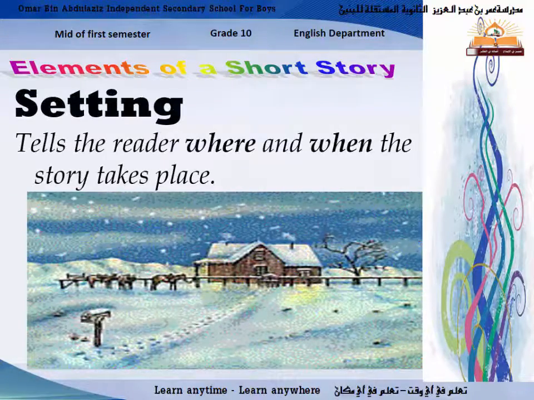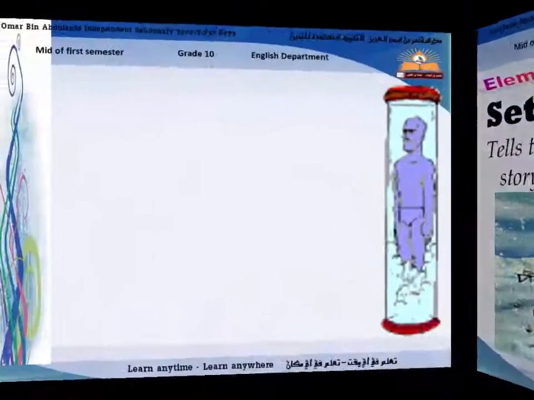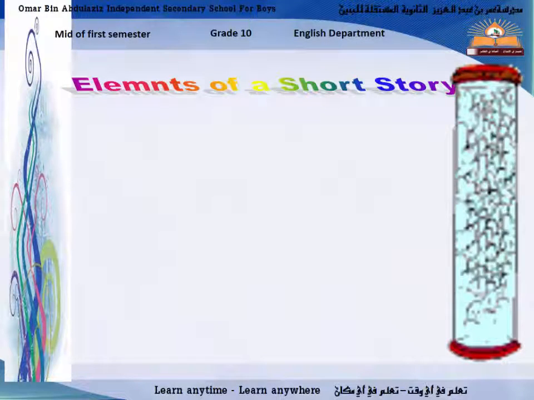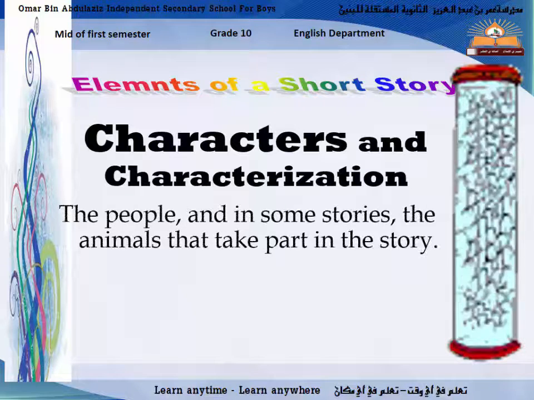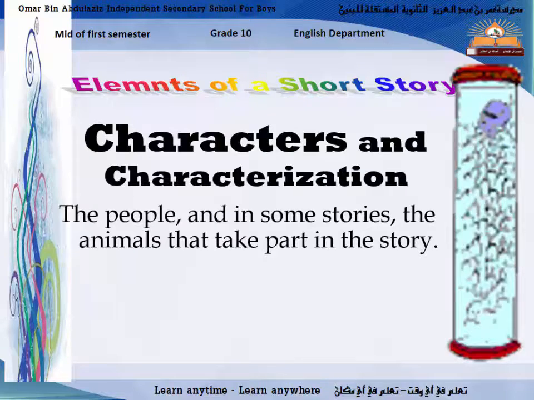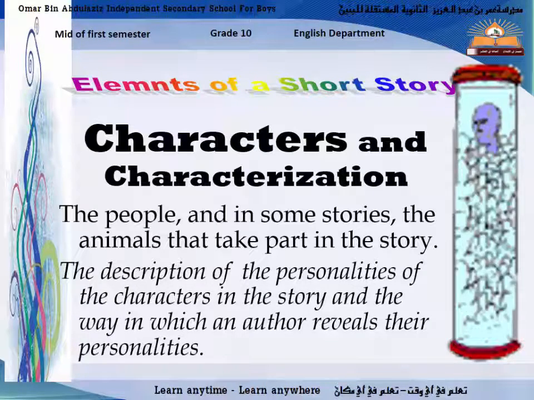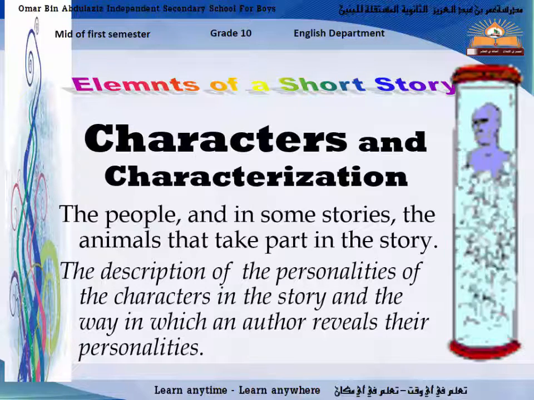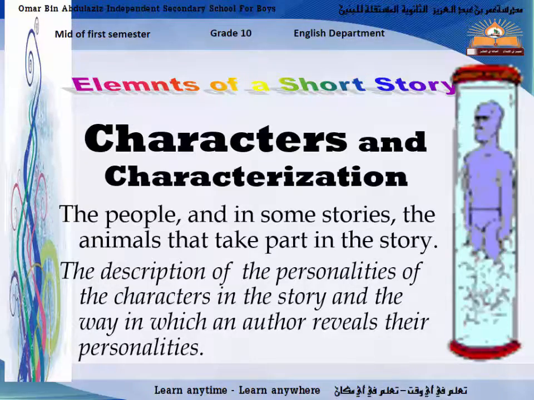The setting tells the reader where and when the story takes place. The characters are the people, and in some stories, the animals that take part in the story. And the characterization is the description of the personalities of the characters in the story, and the way in which an author reveals their personalities.